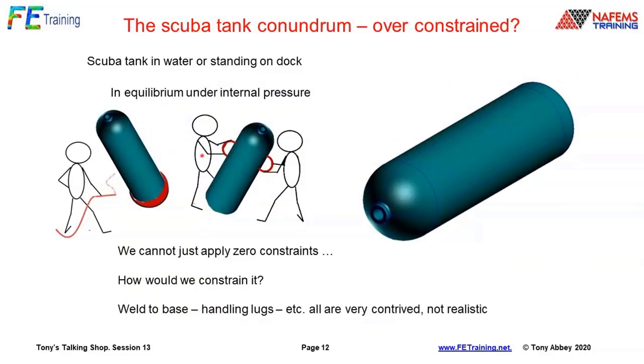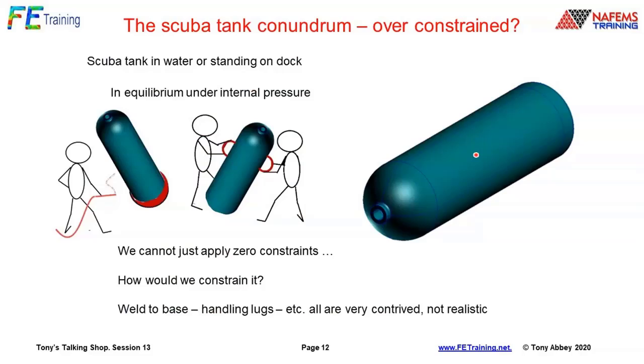Now, talking of over-constraining, this is what I call the scuba tank conundrum. I've got a scuba tank here which is in equilibrium under internal pressure, and it could be in water on somebody's back, it could be standing on the dock, whatever we want. But it's pressurized. It's got an end cap on it, and so we have the hoop stress, we have the axial stress, and the through thickness radial stress. And they're all in balance.